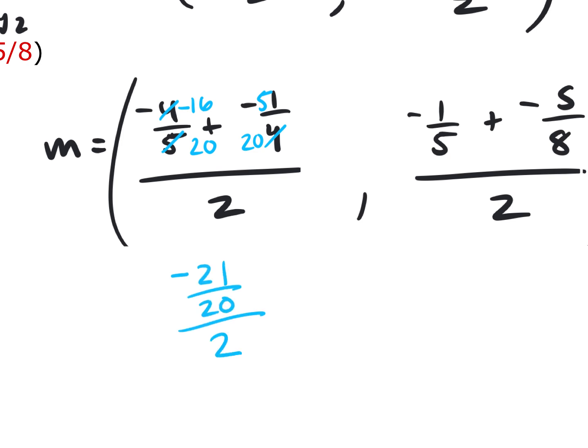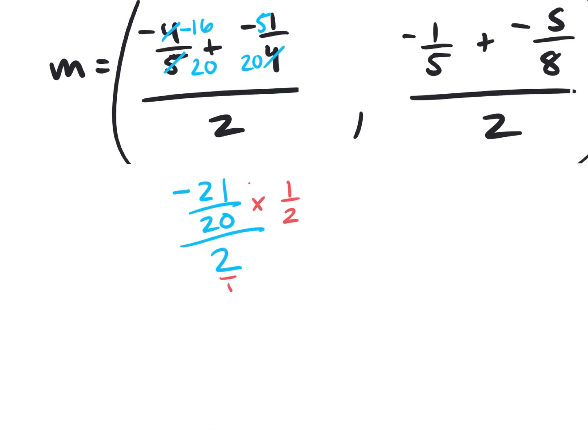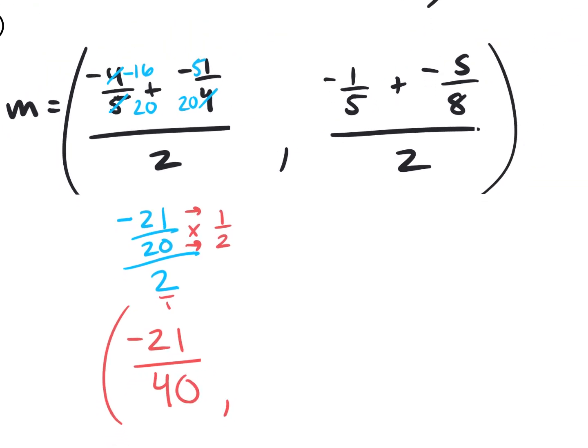What do we do if we have a fraction in a fraction? Keep, change, flip. Keep the top. Change to multiplication. We're going to flip the bottom. So 2 on the bottom is like 2 over 1. So when we flip it, it becomes 1/2. When we multiply fractions, we multiply straight across. So it'd be negative 21 over 40. So that would be our x for our midpoint. We're going to do the same thing to find the y.